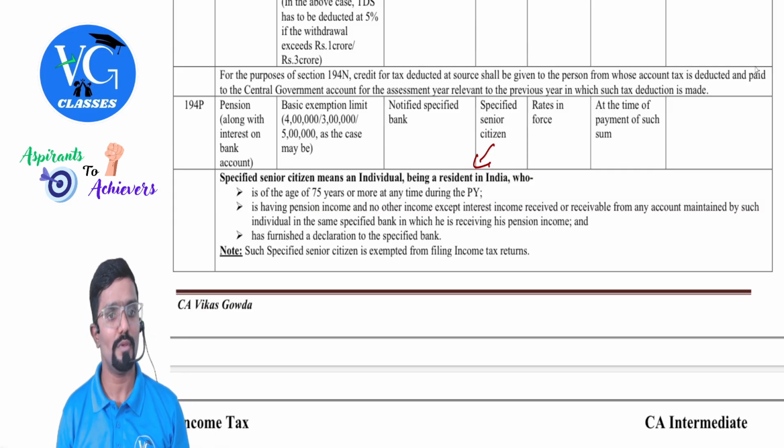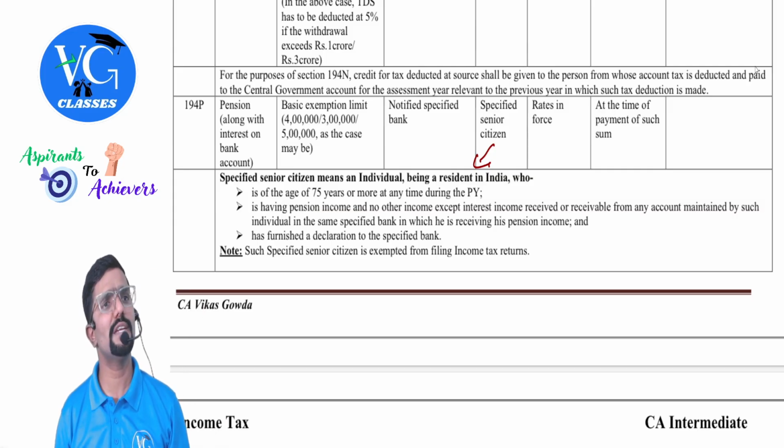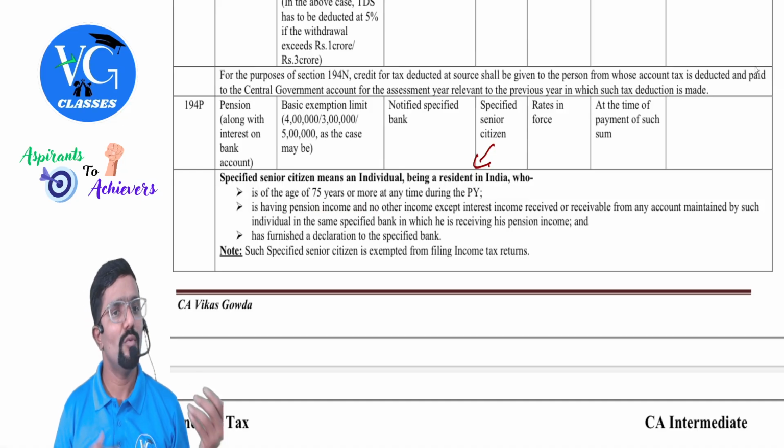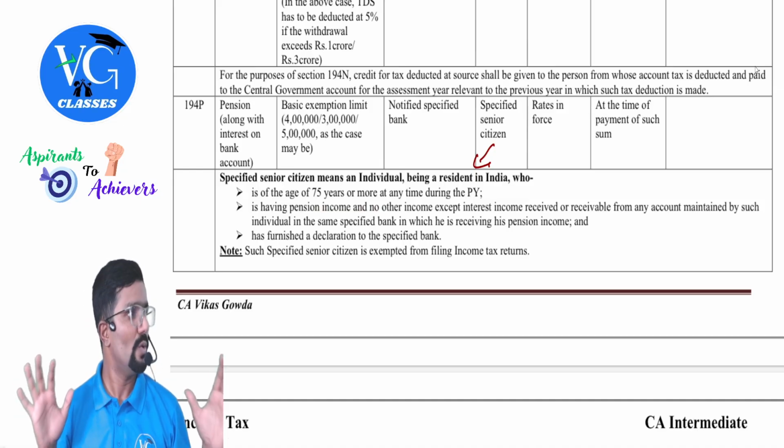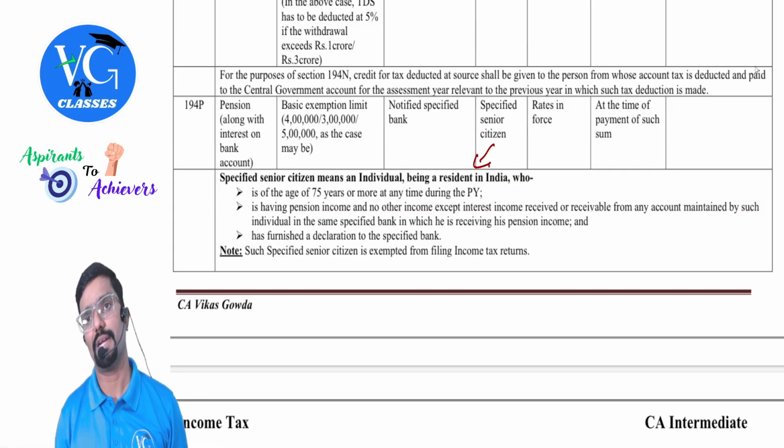Sir, what if that person has any other income like rent or anything? Then 194P is not applicable. 194P is not applicable, guys.